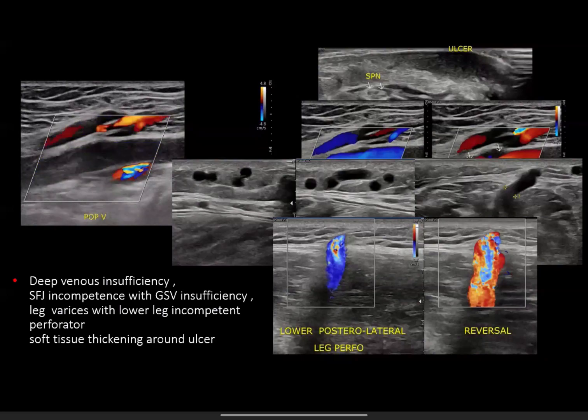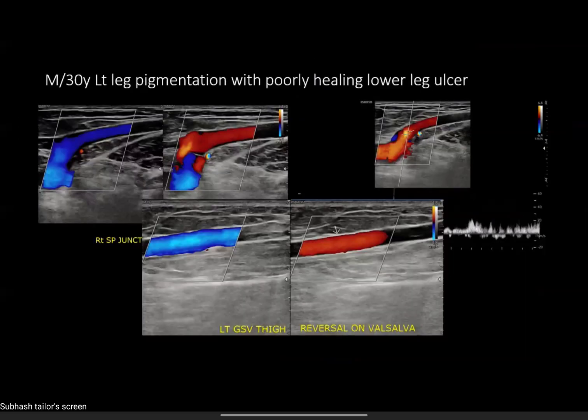Now another case. Male, 30 years, with leg pigmentation and a poorly healing lower leg ulcer. So there was a history of non-healing ulcer and pigmentation, so supposed to be a case of venous insufficiency. Saphenofemoral junction on the right side appears to be incompetent with reversal of flow. The great saphenous vein is showing reversal on Valsalva. Basically, I have mentioned this is on Valsalva.